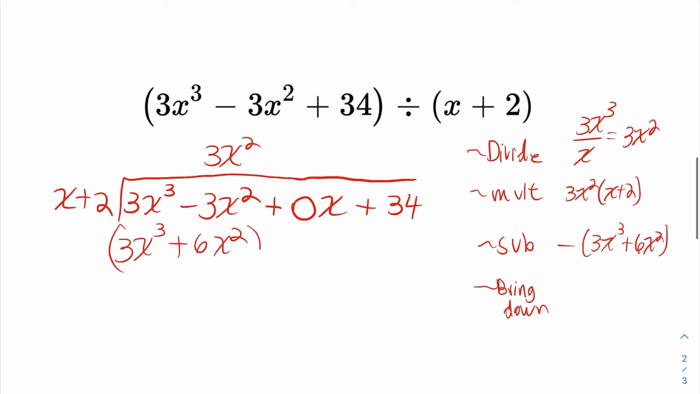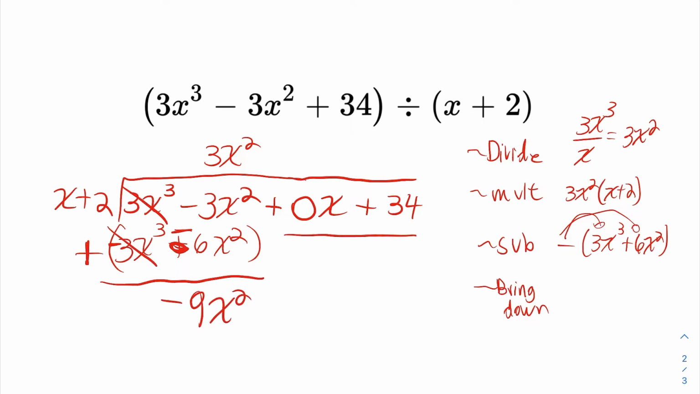So I'm subtracting this from 3x to the third minus 3x squared plus 0x plus 34, which actually means that I need to change both of these signs and then just combine like terms with addition. So I change both of them. I'm subtracting because I have to distribute this negative, right? And then these will cancel as they should, and I get here negative 9x squared. Then I bring down the rest of this, which is plus 0x plus 34, and I move on to the next iteration of this process.